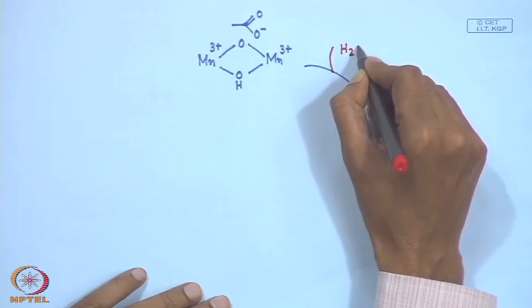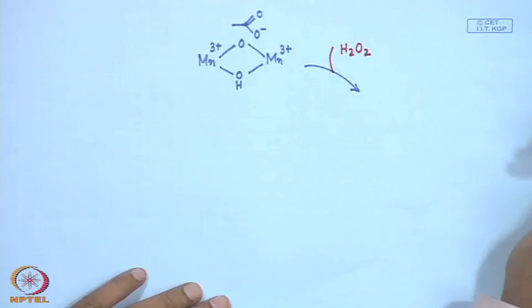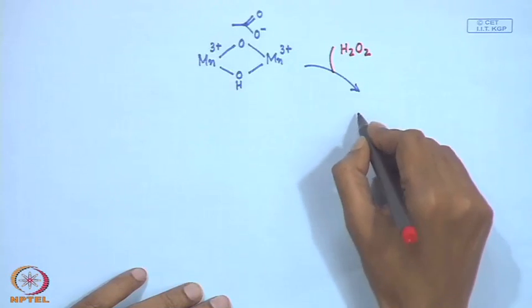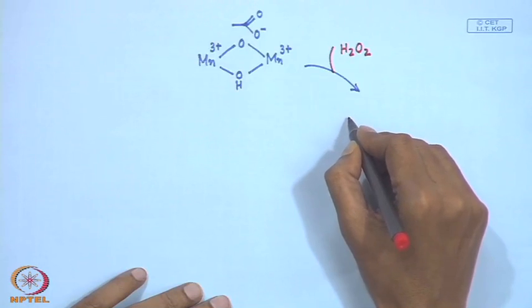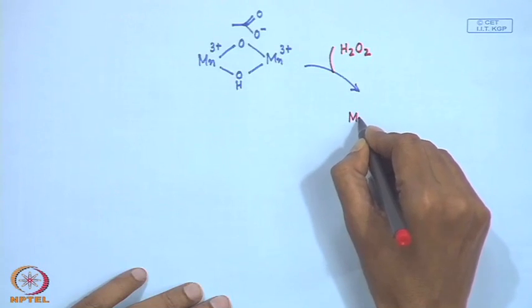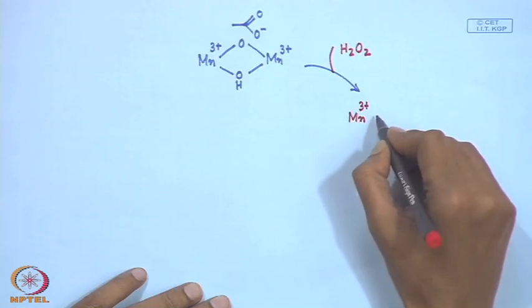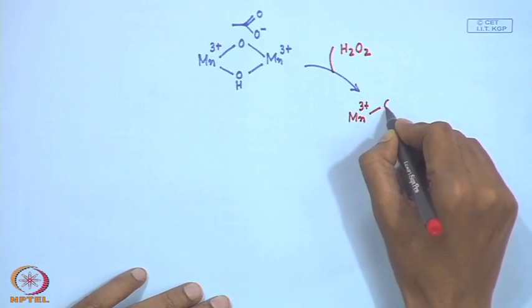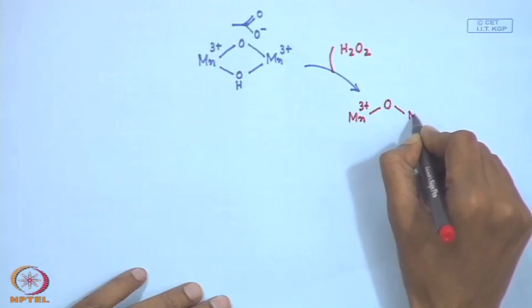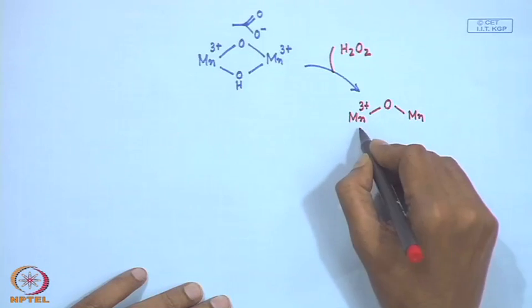So, we will bring hydrogen peroxide over there, and whatever reaction we are thinking of here, that can be on this diamond shaped M2O2 unit, that is sufficient for our catalytic cycle.